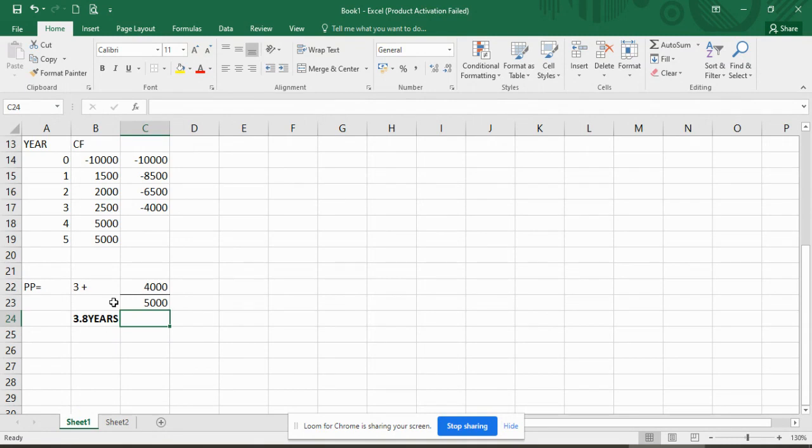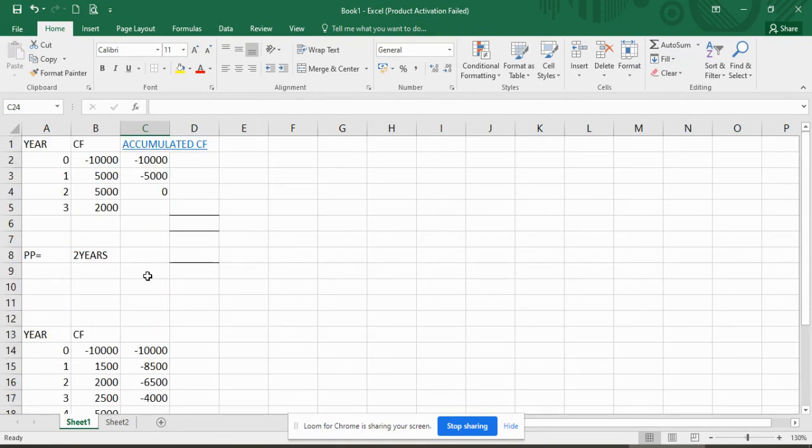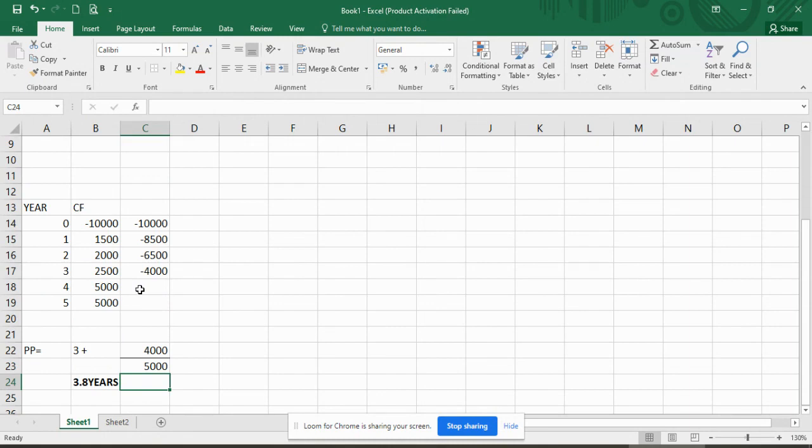So class, which one will you choose, A or B, based on payback period? Based on payback period, you need to choose the project that recovers the initial investment earlier. The faster it recovers the initial investment, the better it is, right? You face less uncertainty. If you get back the money earlier, you can reinvest in other projects. So the earlier the better. In that sense, investment A is better than investment B.